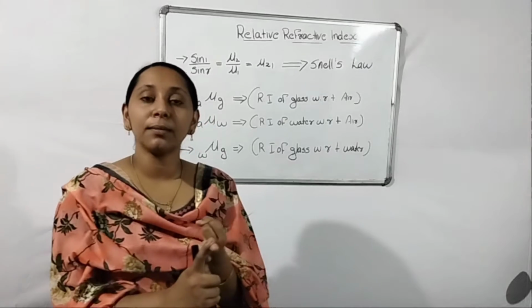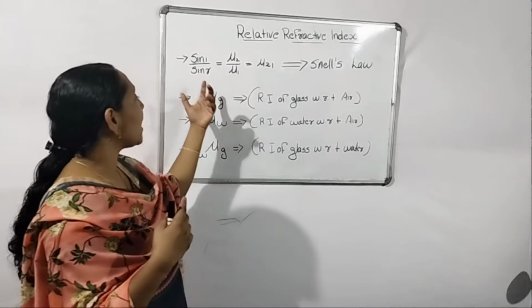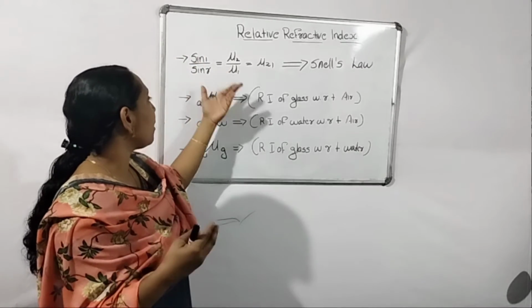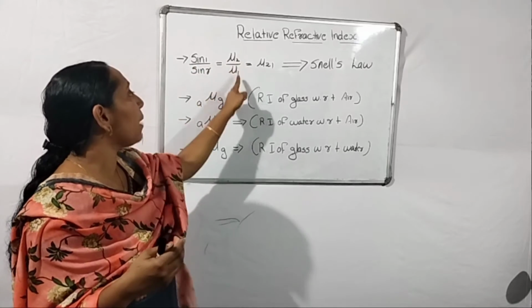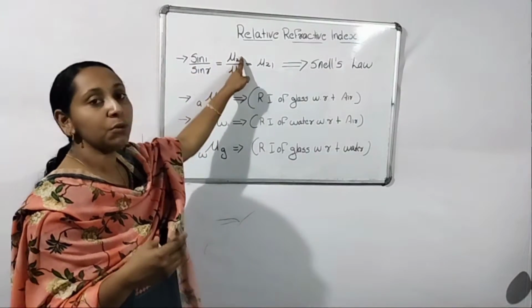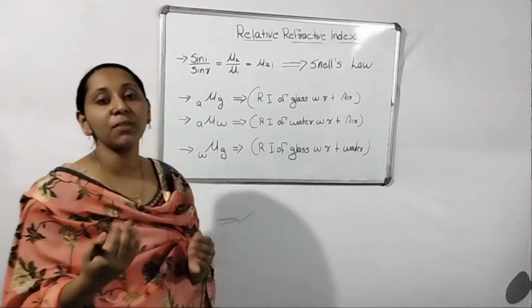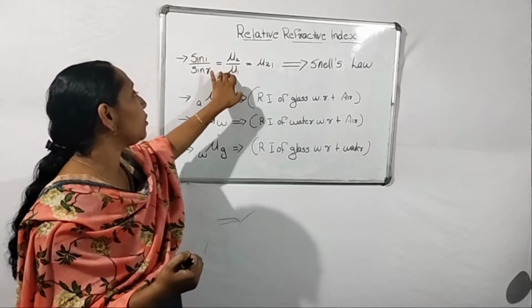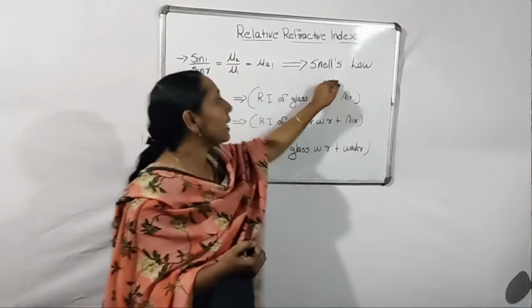The second point is the ratio of the sine of the incident angle and the sine of the refracted angle. This ratio is equal to mu2 by mu1. So what is mu2? The refractive index of medium 2. What is mu1? The refractive index of medium 1. This expression, sin i by sin r equal to mu2 by mu1, is called Snell's law.